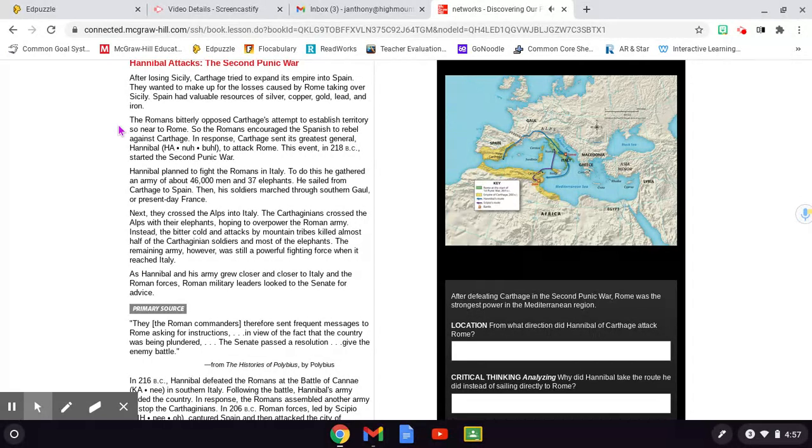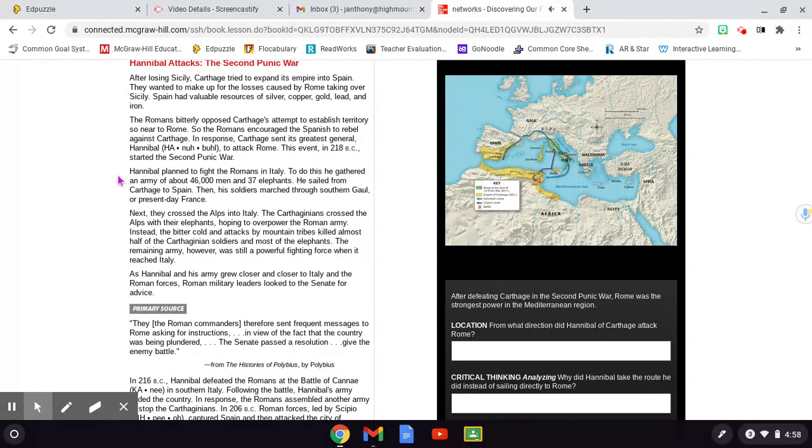In response, Carthage sent its greatest general, Hannibal, to attack Rome. This event, in 218 BC, started the Second Punic War. Hannibal planned to fight the Romans in Italy. To do this, he gathered an army of about 46,000 men and 37 elephants. He sailed from Carthage to Spain.